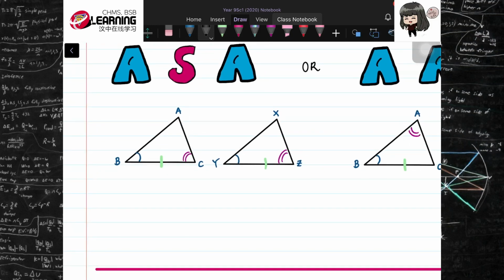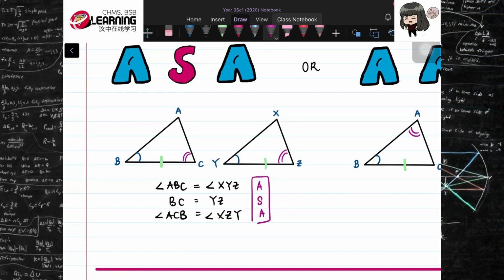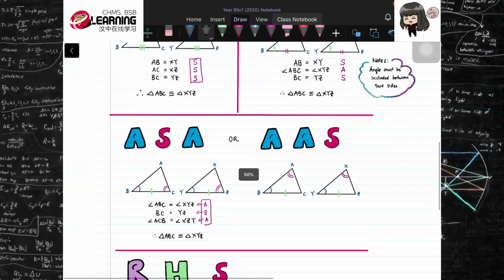To write the reason down, we write like this: angle ABC equals the angle XYZ, and the side BC equals the side YZ, and the angle ACB equals the angle XZY, which we can say that this angle, this corresponding side, and this corresponding angle is represented in this way, angle side angle. So we can conclude that triangle ABC is congruent to triangle XYZ.